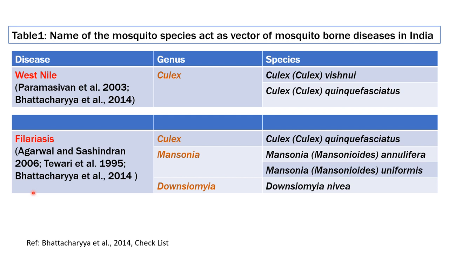For West Nile disease, the vector mosquito species recognized in India are Culex vishnui and Culex quinquefasciatus. For the disease filariasis, the three mosquito genera Culex, Mansonia, and Downsiomia are found responsible. The species identified as vectors in India are Culex quinquefasciatus, Mansonia mansonioides annulifera, Mansonia mansonioides uniformis, and Downsiomia nivea.